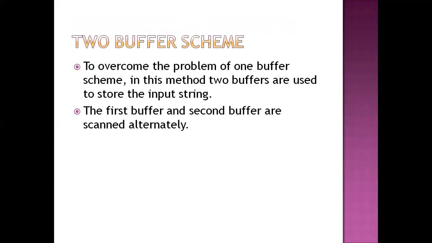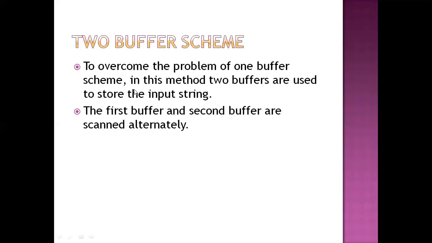So to overcome this one buffer scheme disadvantage, the two buffer scheme has come up. That means instead of using one buffer, in this method two buffers are used. The buffers will be the same length. Suppose the input buffer length is 1024, then both buffers will be maintained at the same length. It cannot be that one buffer is 1024 characters and the next buffer is 4096 characters. So it needs to maintain the same length for the two buffers.